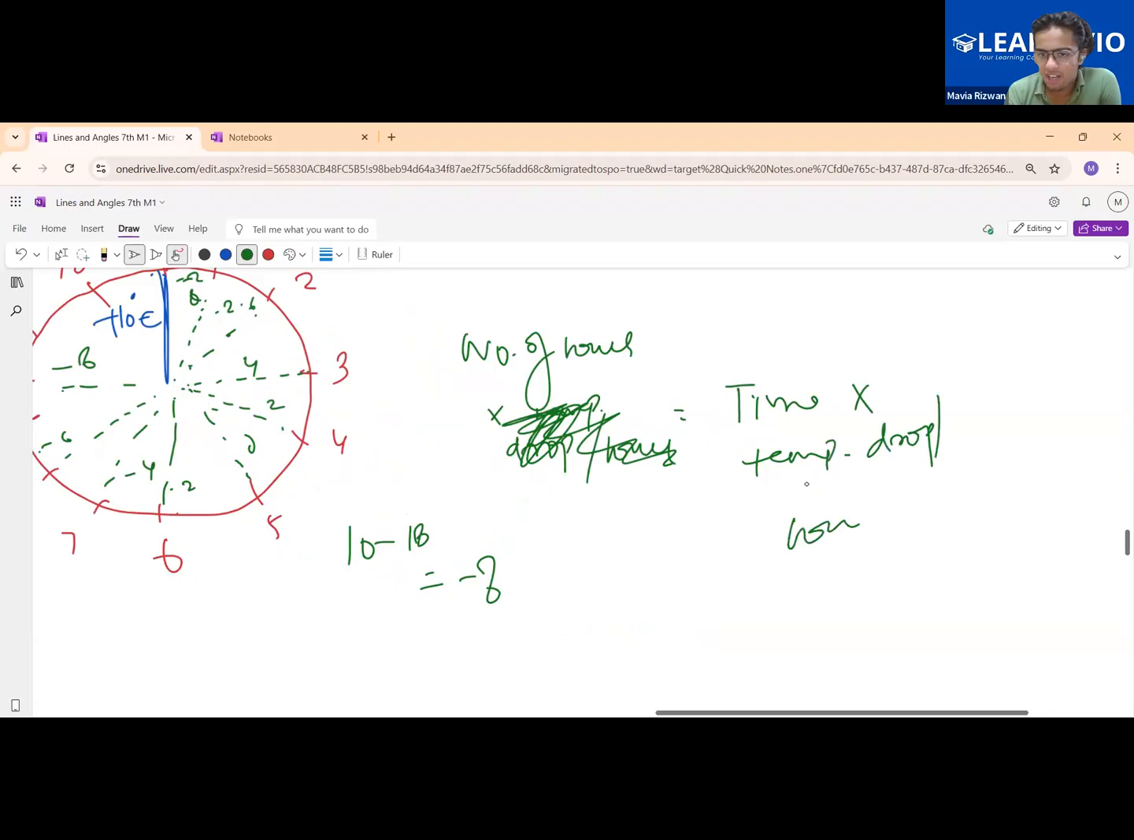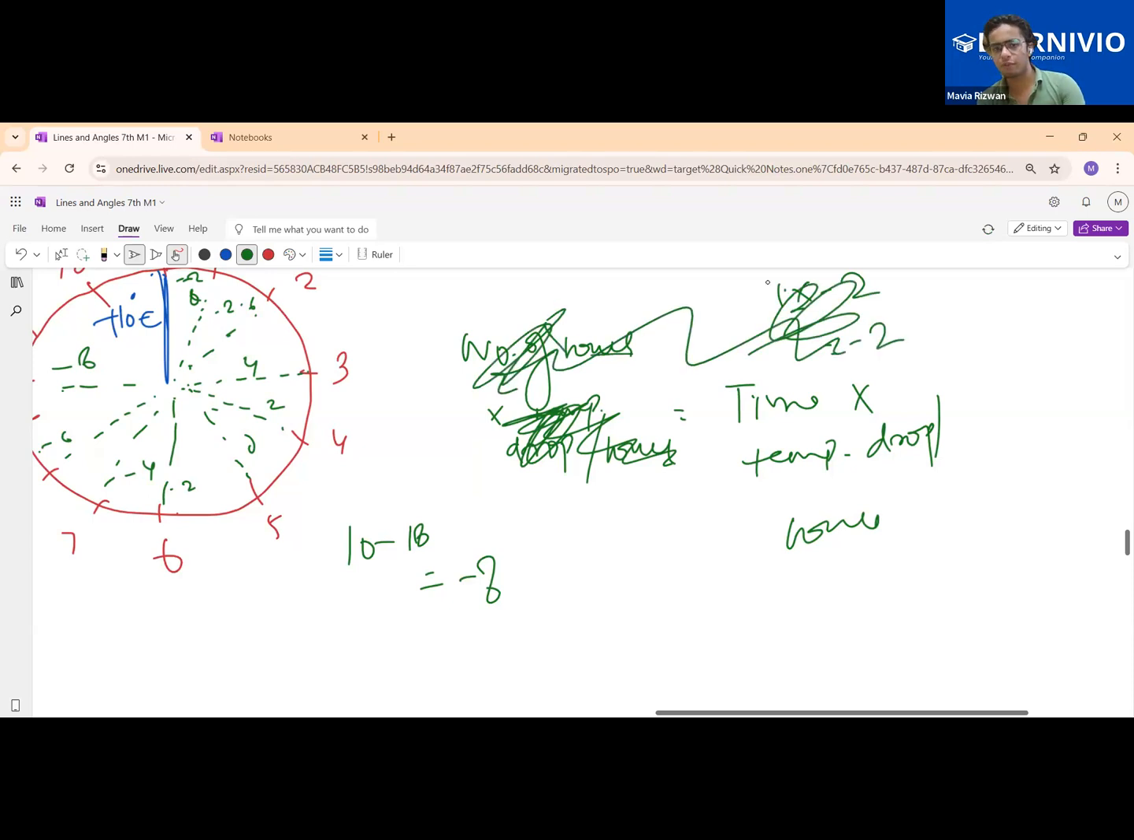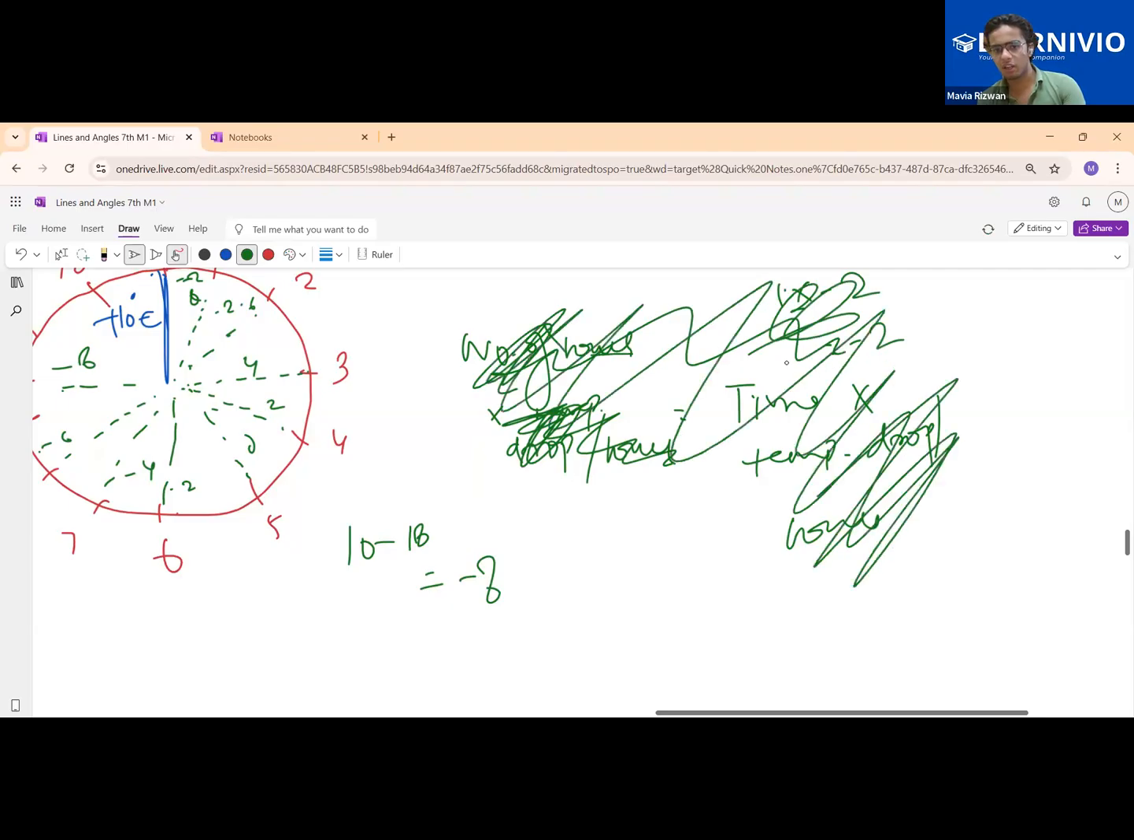You understand this? Sir, basically, how do we find out the number of hours? See, 1 hour means 2 degrees, 2 hours means 4 degrees, right? If it is 1 hour, the temperature would drop by 1 into 2 degrees, so minus 2. Understand this point? But forget this formula, it will confuse you a little.